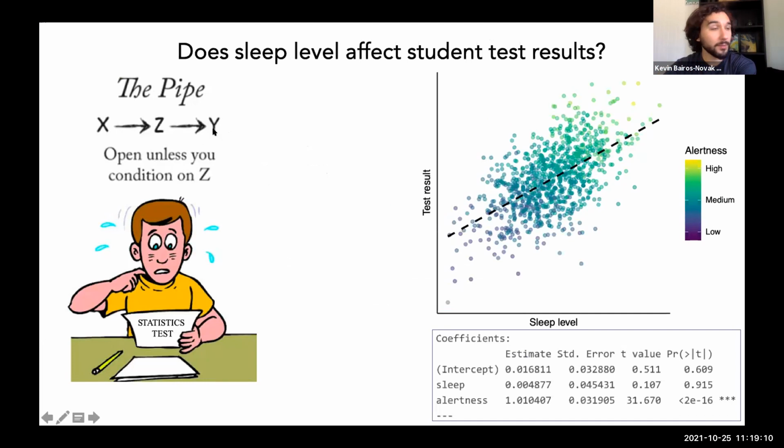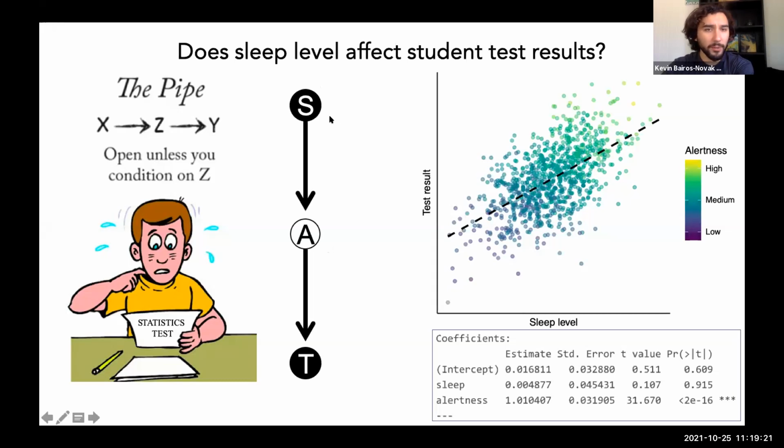So this is going to be an example of the pipe. If we think about sleep and our test results, as that was our first example, we can think of it going like this: sleep and test result are the Y variable on the bottom, and it's probably going to have to go through alertness in some way. So sleep level obviously is affecting alertness level.